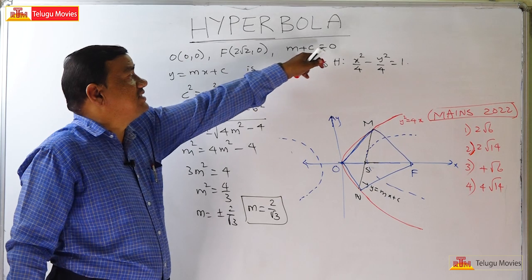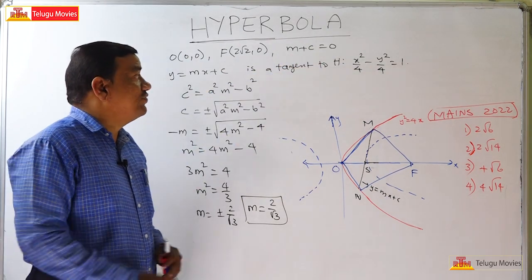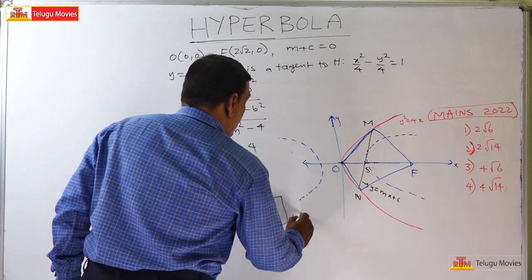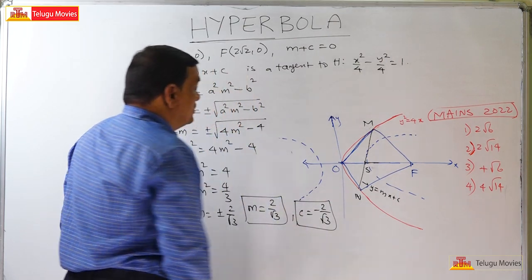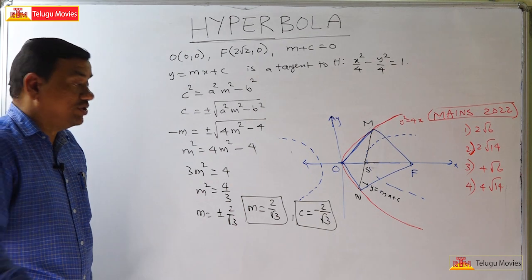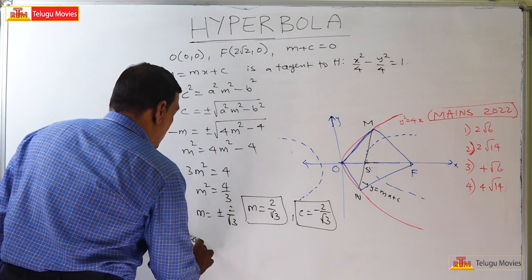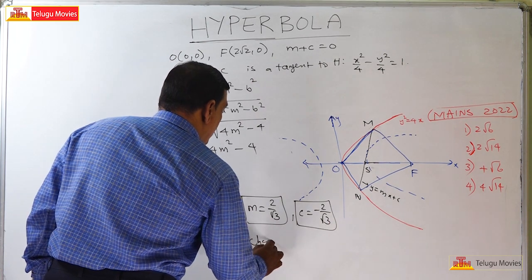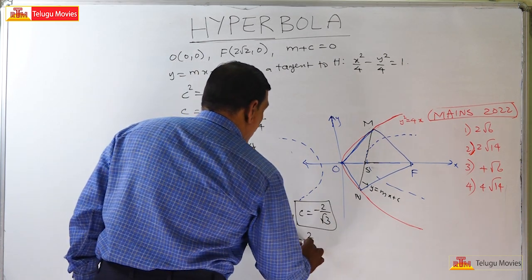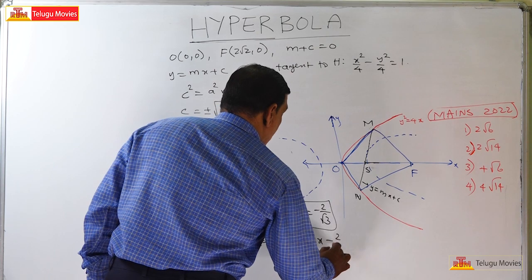See here, m plus c is equal to 0. Therefore, c is equal to minus m. Therefore, c is equal to minus 2 by root 3. Therefore, the equation of the focal chord: what is the equation of the focal chord we got? y is equal to mx plus c.